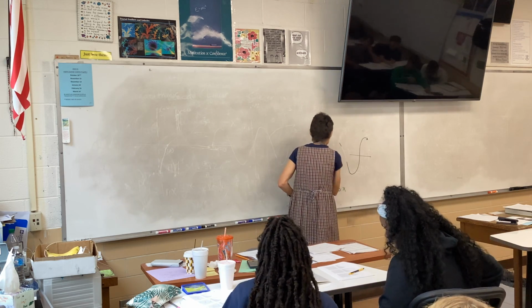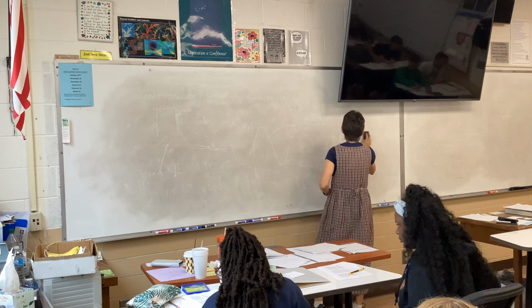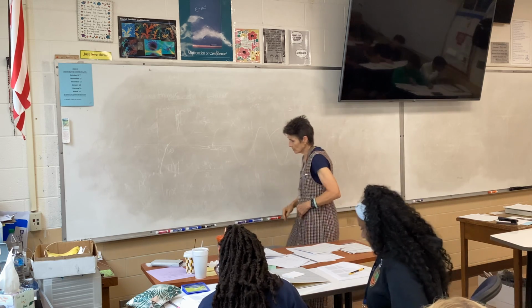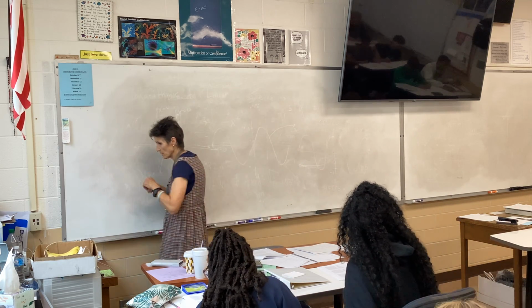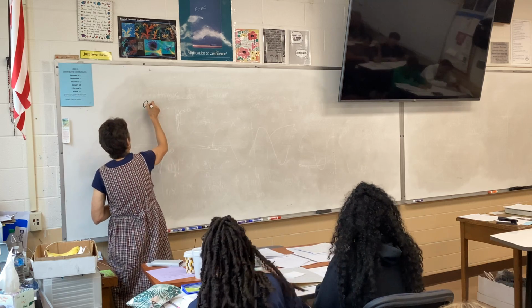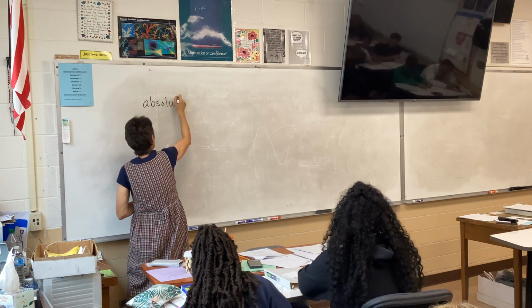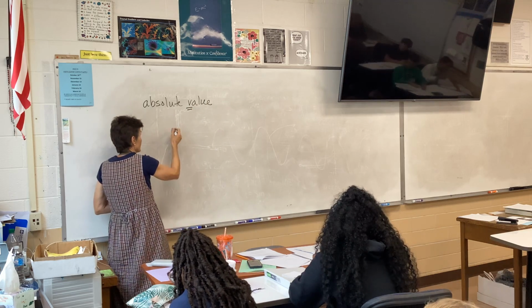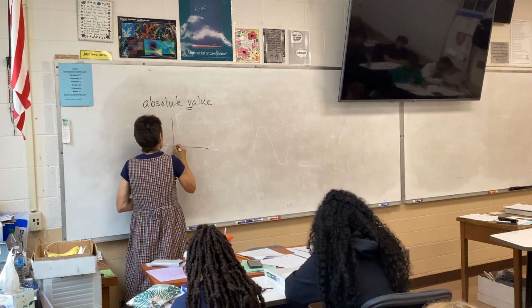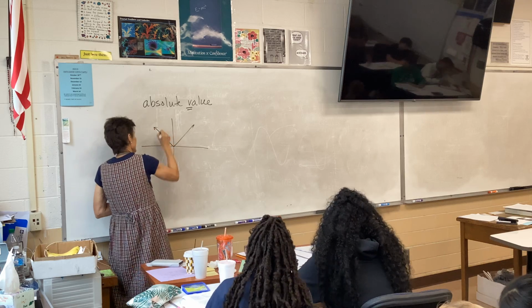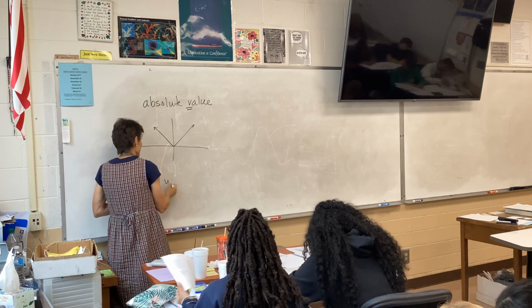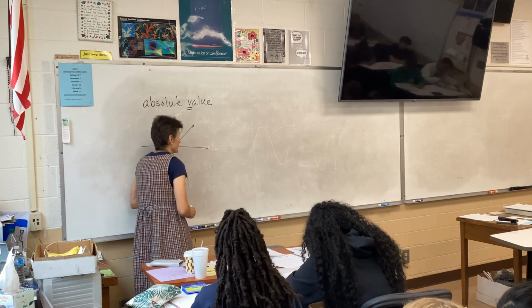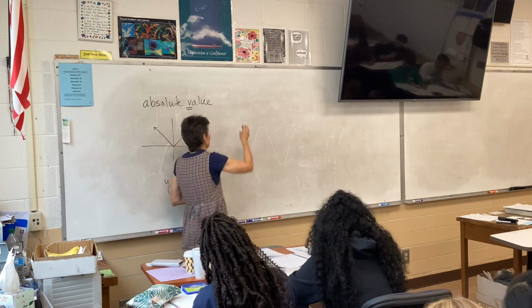Alright, so what's the next one? I can't remember, what is it? Absolute value. Well, you're gonna like this one, it's one of the easiest ones, you learned it last year. Absolute value. The V there gives you a clue. It's shaped like a V, and its equation is exactly what you think, the absolute value.